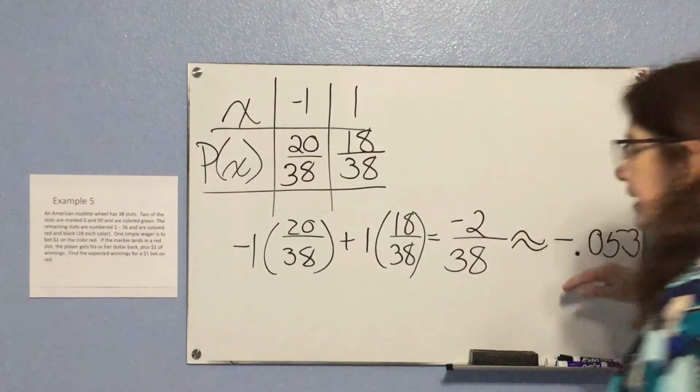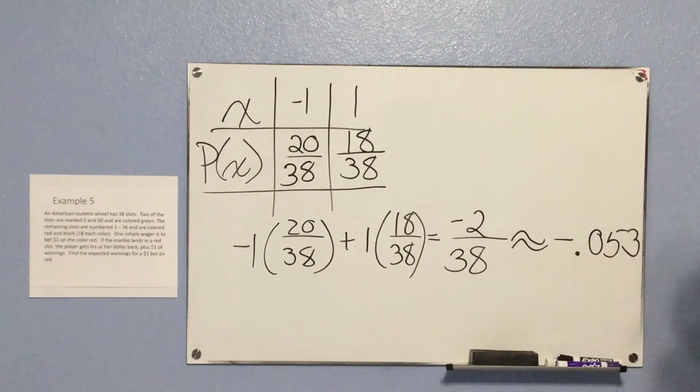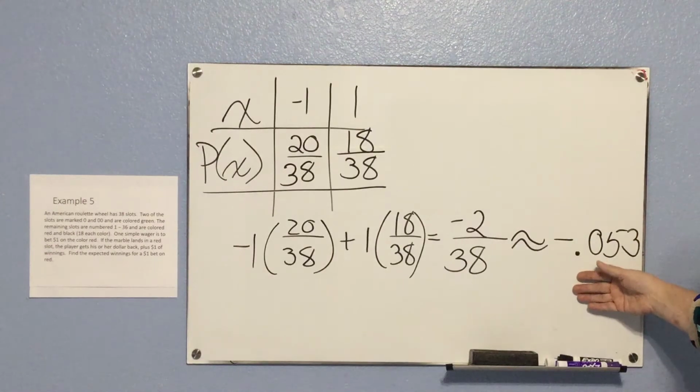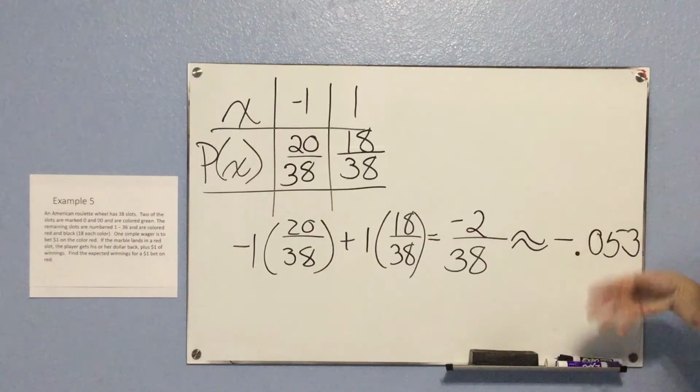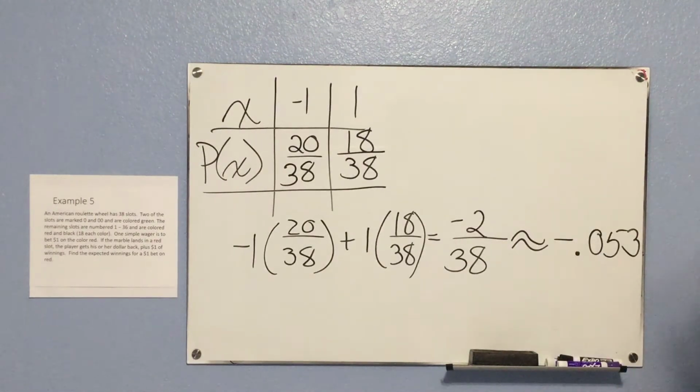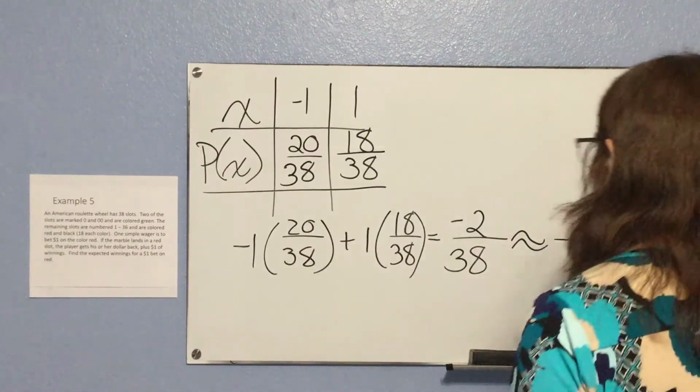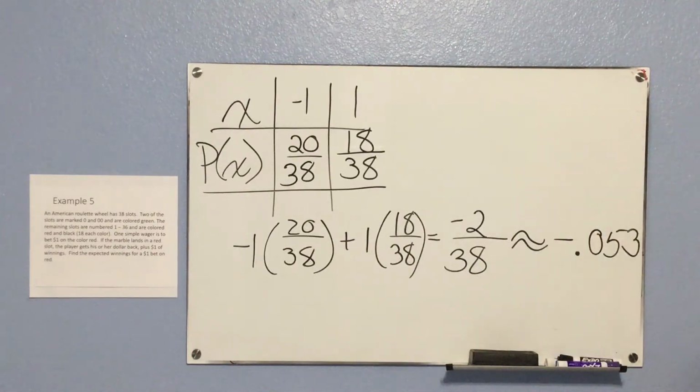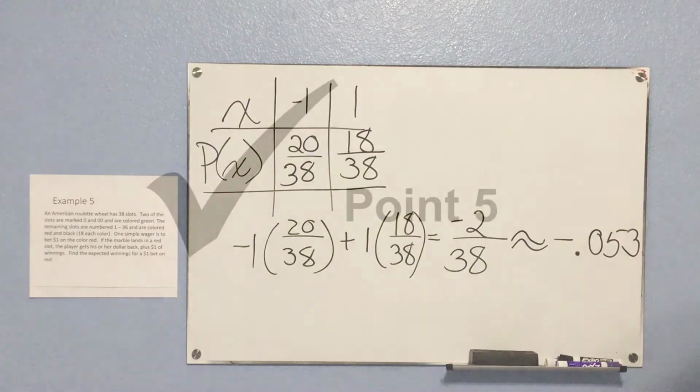So it's likely that I'm going to lose a little money. If I do this over and over again, the winning and the losing is going to be pretty similar. Okay, there's only a small chance, lose about a nickel per turn. Okay, let's pause the video now and work on checkpoint 5.